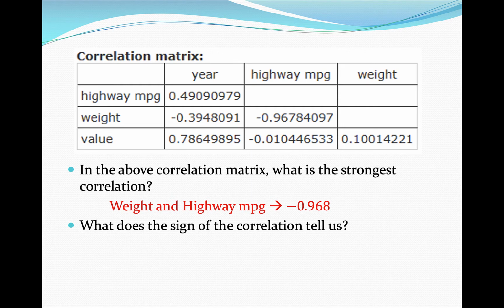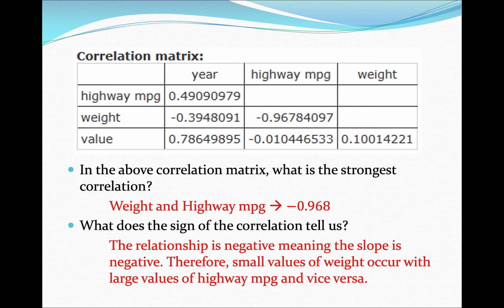The sign of the correlation, I've really already said this, but it's important to think about what that really tells you in terms of the variables themselves. This relationship is negative. That does mean that the slope is negative.